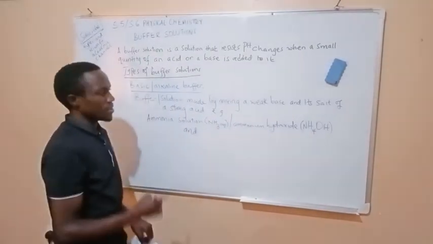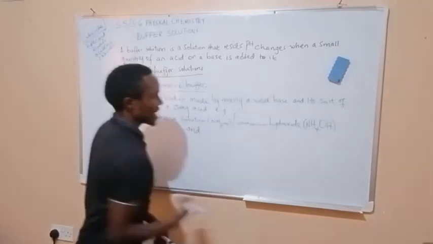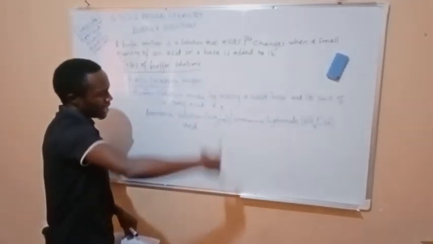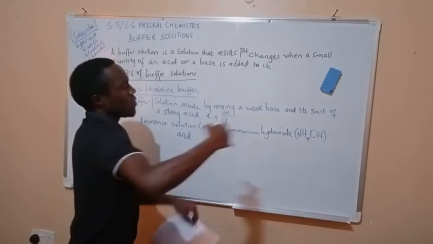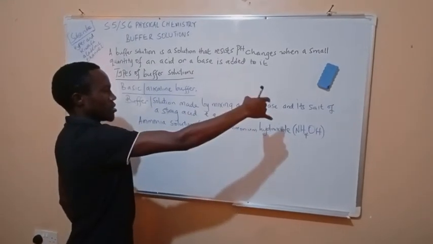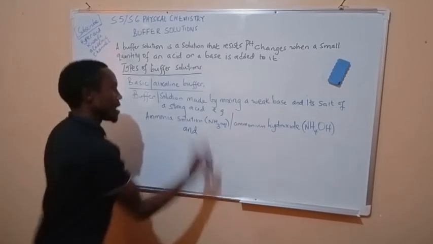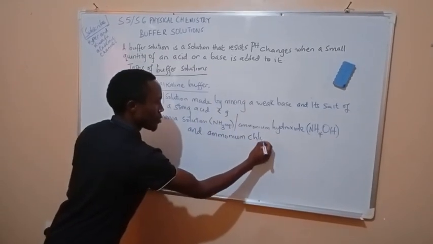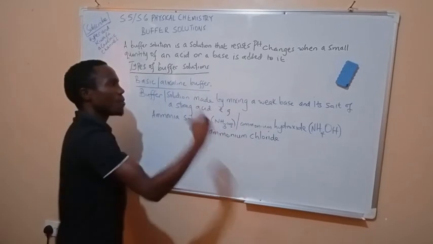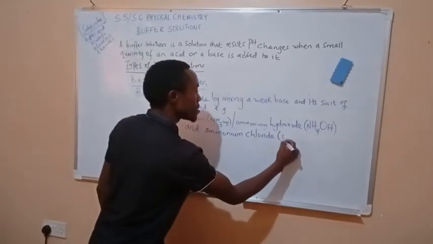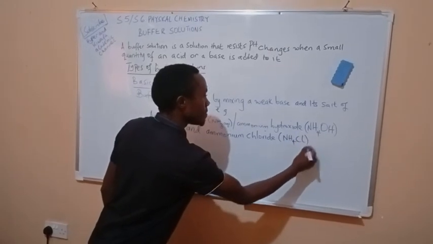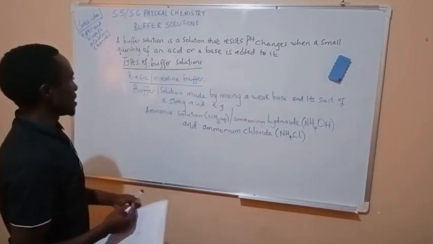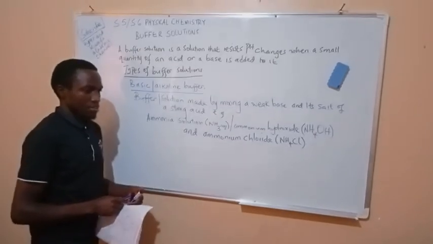So if ammonium hydroxide is a weak base, now what about the salt of a strong acid? We've seen strong acids like sulfuric acid, hydrochloric acid. So if I need the salt of ammonium hydroxide but from a strong acid, I can use ammonium chloride. Why am I using ammonium chloride? Because the chloride ions are from hydrochloric acid, which is a strong acid. So this mixture here, a mixture of ammonium chloride and ammonium hydroxide, is what we call a basic or alkaline buffer. Margaret, have you understood it?